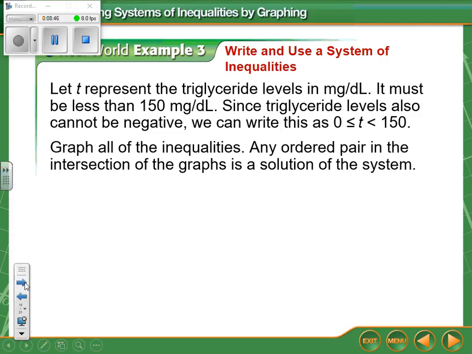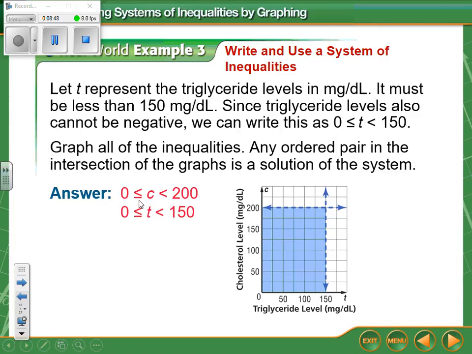And so if we look at what that looks like, on a graph, we would need to create a graph, and so everything less than 150 triglyceride, everything less than 200 in the cholesterol level. So everything in this shaded area would be acceptable and be the solution.